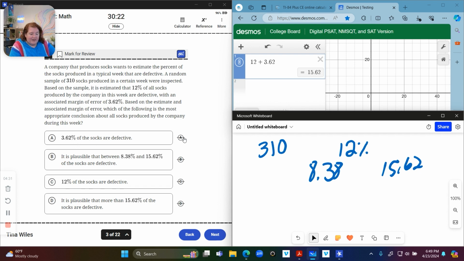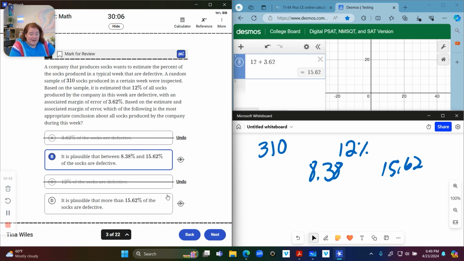3.62% are defective? No, that was the margin of error. It is plausible that between 8.38% and 15.62% of the socks are defective is the correct answer. 12% of the socks are defective was the estimation, but that doesn't take the margin of error into account. And it is plausible that more than 15.62% are defective? No, it is not plausible.